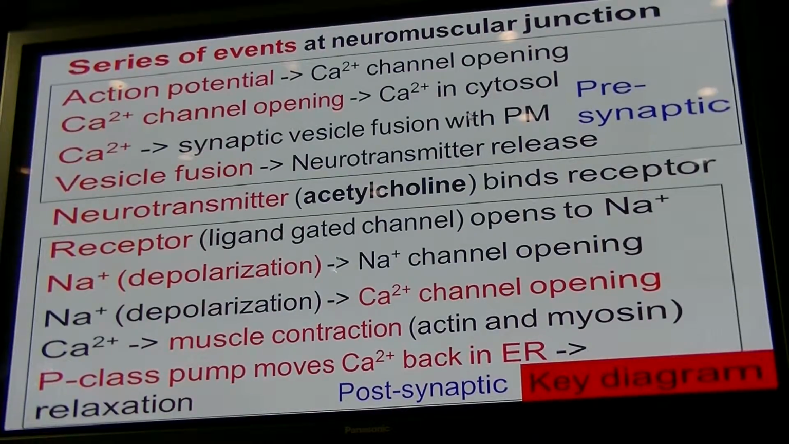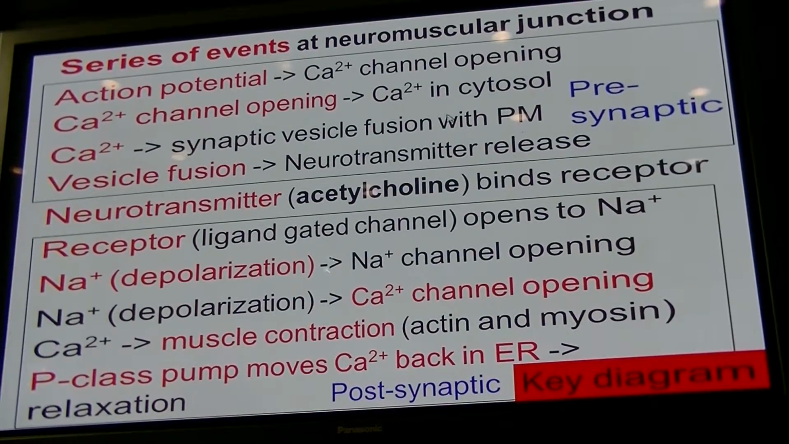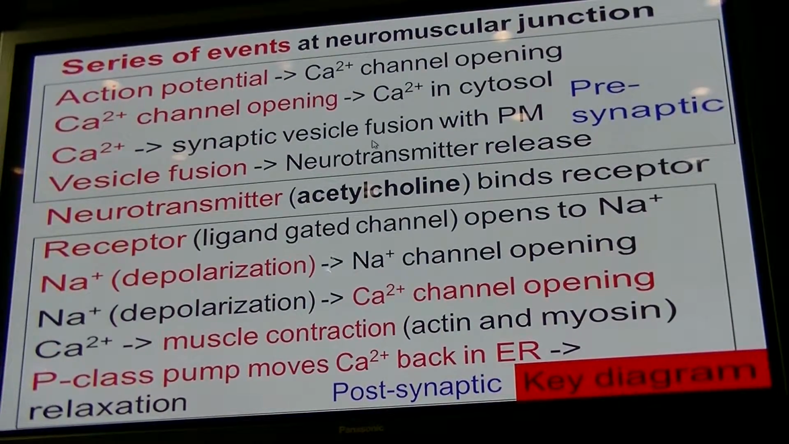That calcium causes the fusion of synaptic vesicles, which were ready. They fuse with the plasma membrane, PM, that's the cell membrane. The fusion of the vesicle leads to a release of neurotransmitter into the synapse, into that synaptic cleft. The neurotransmitter is acetylcholine, it diffuses, and it binds the receptor.